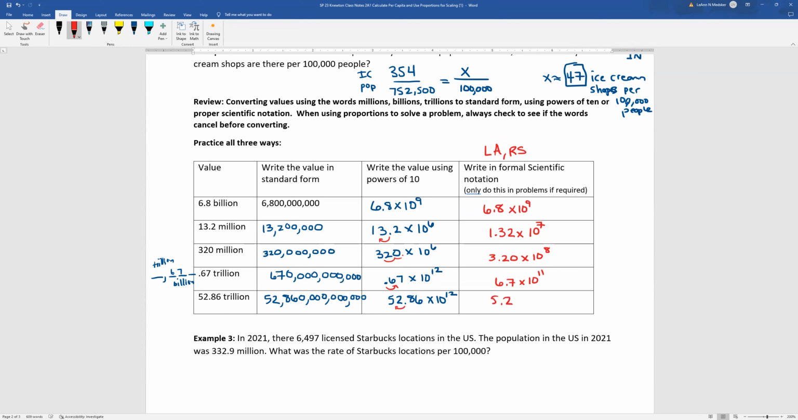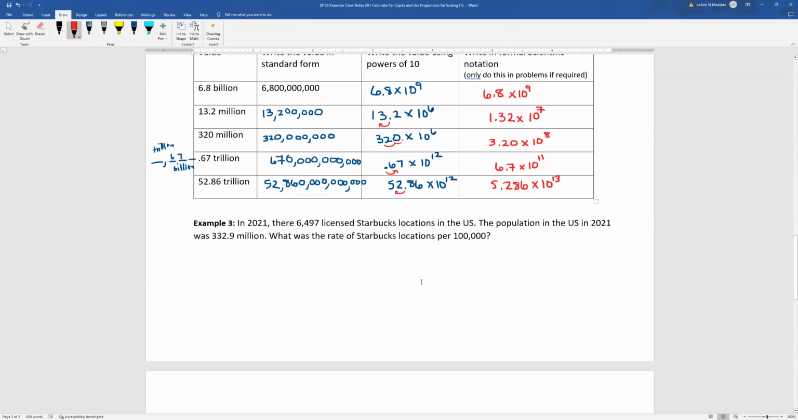So 5.286 and add 1 to the power. So that's going to be 13, which makes sense because it is in the trillions still, but it's in the tens place of the trillions. It's because it has 2 digits in front of the decimal. So that's just some more practice with using your scientific notation and adjusting.